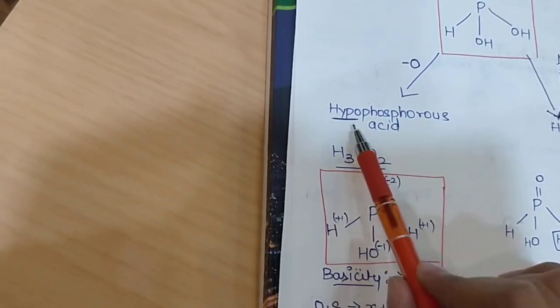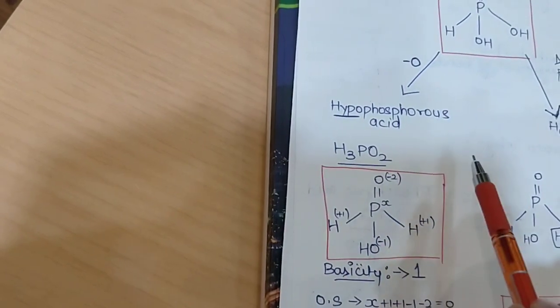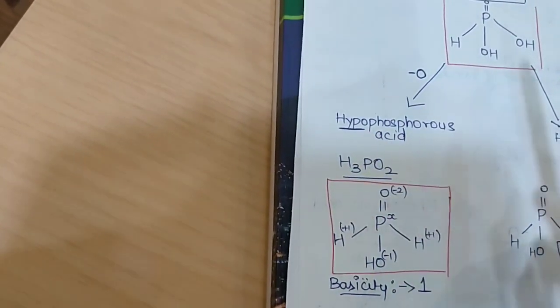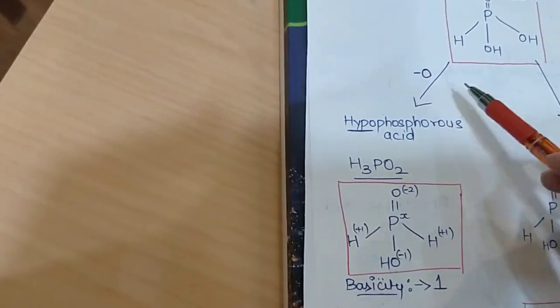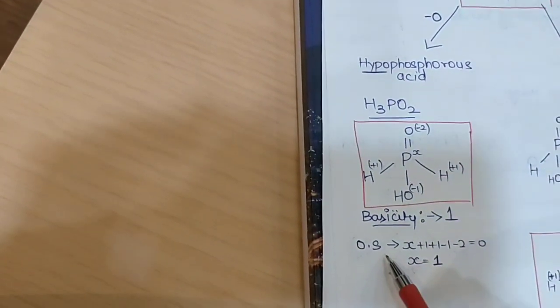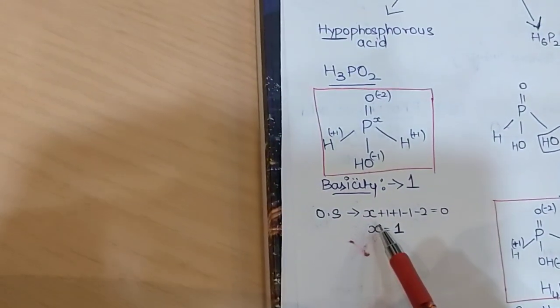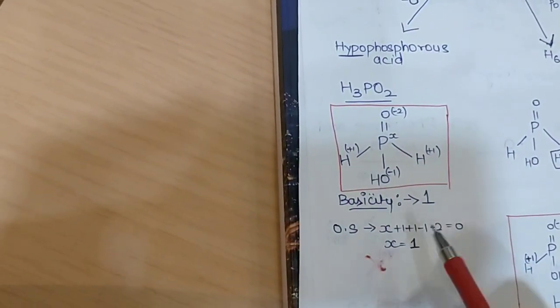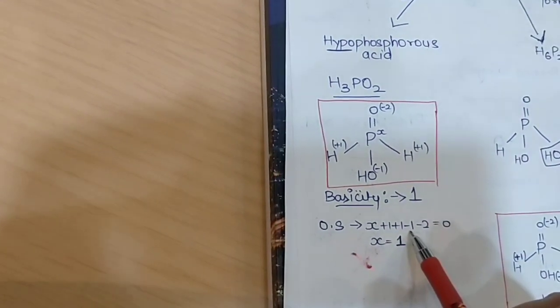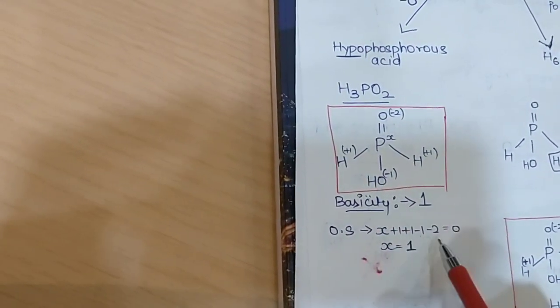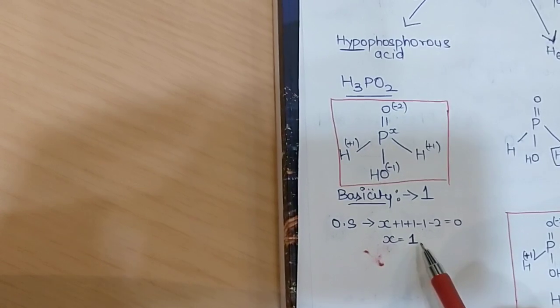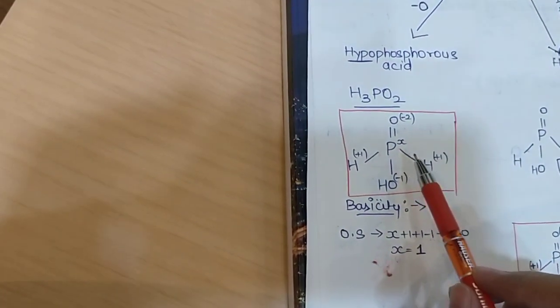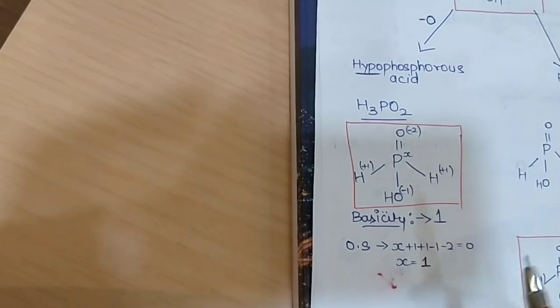That way we have introduced a prefix called hypo, and the name remains the same, that is phosphorus acid has become hypophosphorus acid by the removal of one oxygen. So again from here we can calculate the oxidation state, which we have considered as X, +1 for this hydrogen, +1 for this hydrogen, -1 for this OH, and -2 for this oxygen. So equate it to 0, and X from here comes out to be 1. So the oxidation state of phosphorus in hypophosphorus acid is +1.